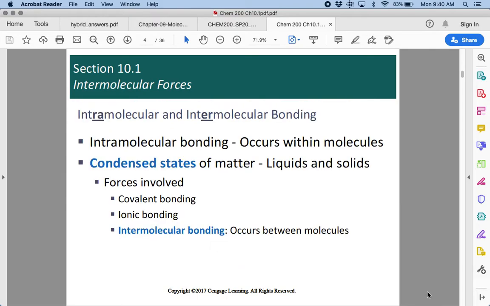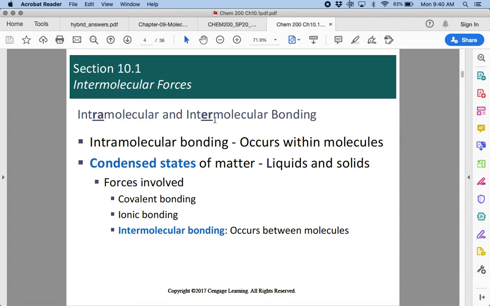Like I said, up until now, we've been talking about intramolecular forces. These are the forces within one molecule. So within one molecule of H2O, we have two covalent bonds between the H's and the oxygen. We are going to start talking about intermolecular bonding, which is between multiple molecules. So there is a difference between intra and inter.